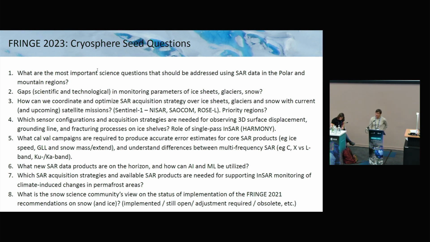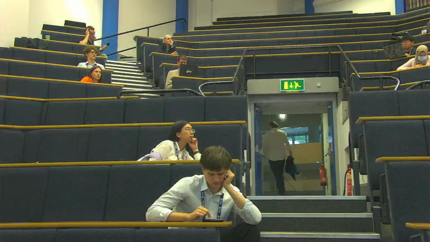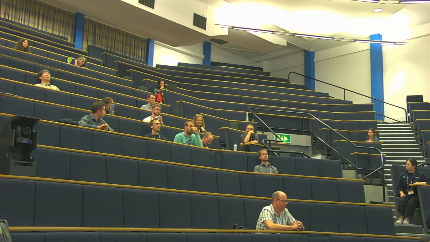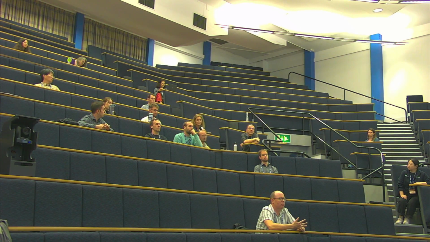Yes, I think one parameter which is really missing is density. Snow density is a very critical parameter for a lot of other issues, also for modeling. Snow density is really difficult, and this is only possible to get if you have long wavelengths and more acquisitions, a kind of multi-static acquisition. So this would be really great to have.